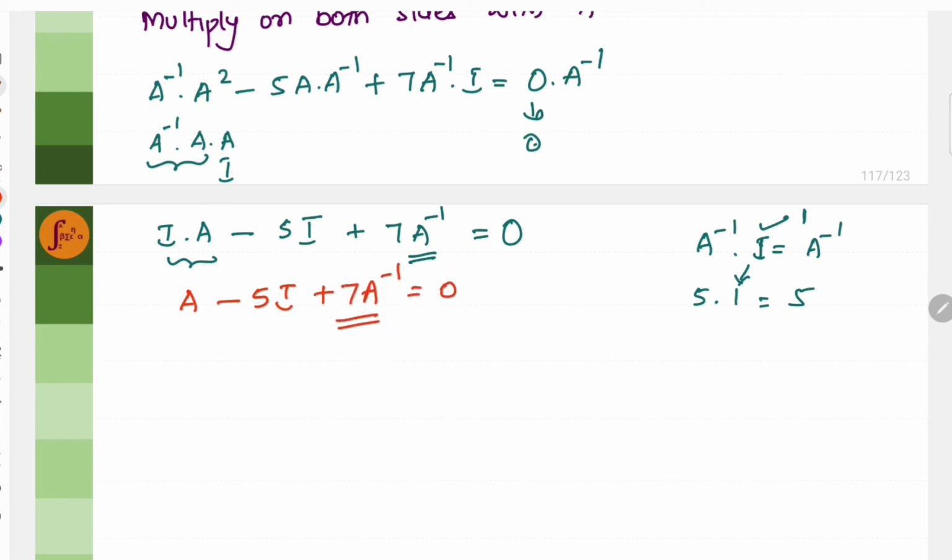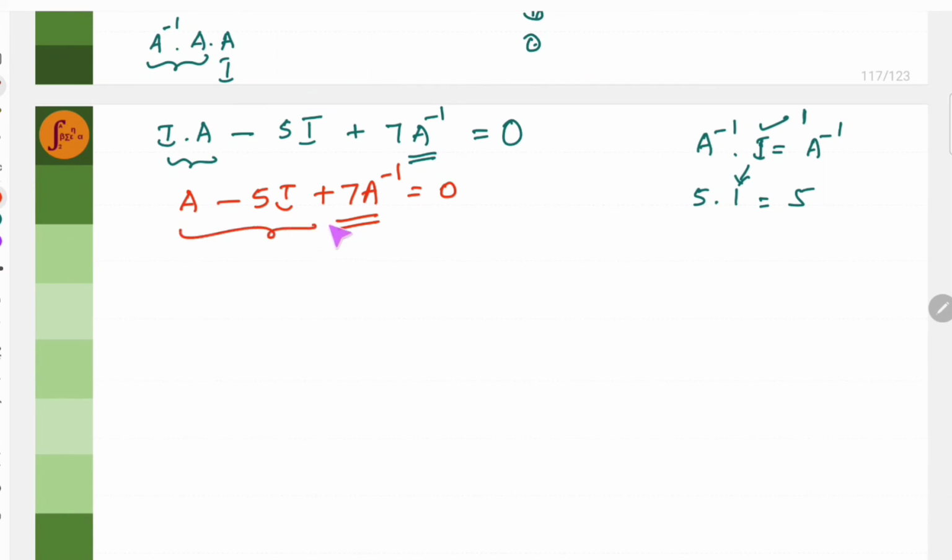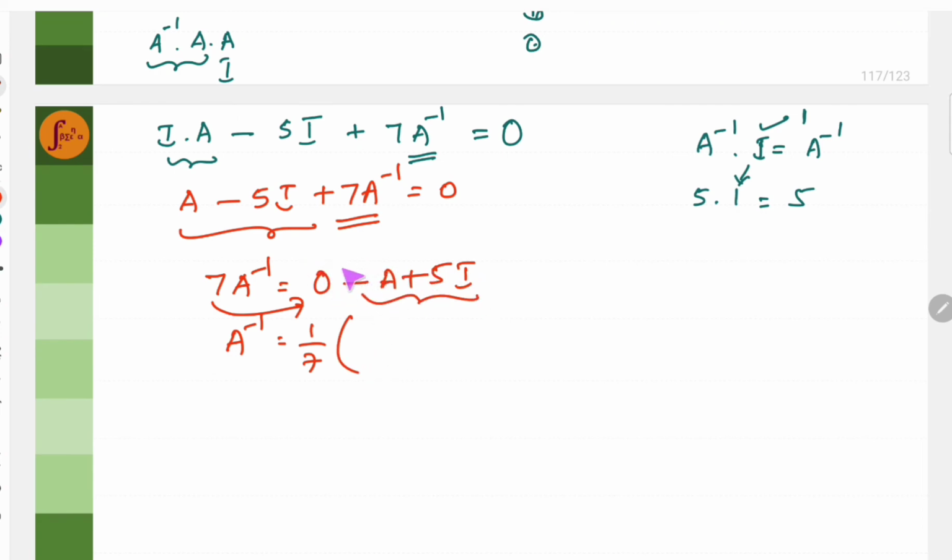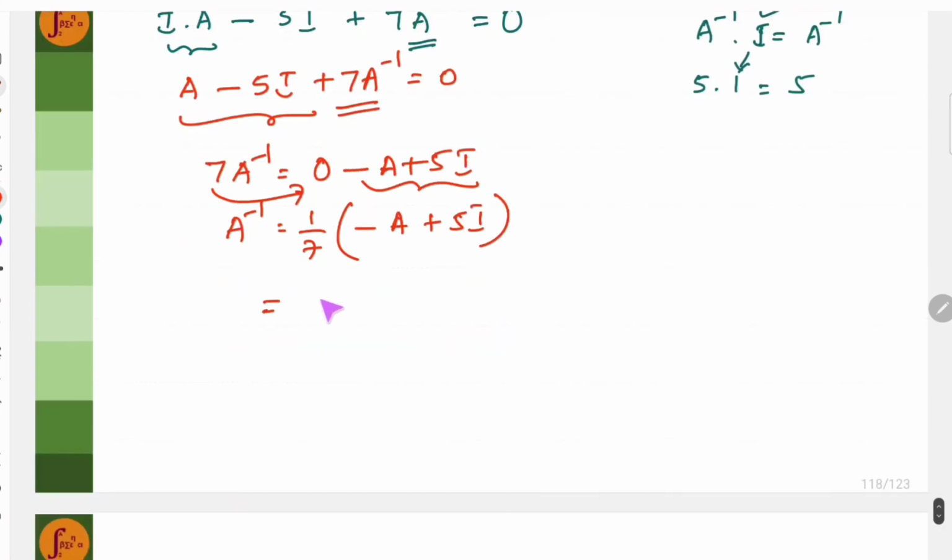So we'll have to figure out this A inverse. To figure out A inverse, let's shift all of this to the other side. So we'll get 7 into A inverse is equal to O minus A plus 5 into I. Then A inverse is, bring 7 this side, so we'll get 1 by 7 into O minus this part. O minus anything is this itself, because this is a 0 matrix, right? So 0 minus anything is going to be this matrix itself. So it will be minus A plus 5 into I. This is nothing but 1 by 7 into, I can write it as 5I minus A.